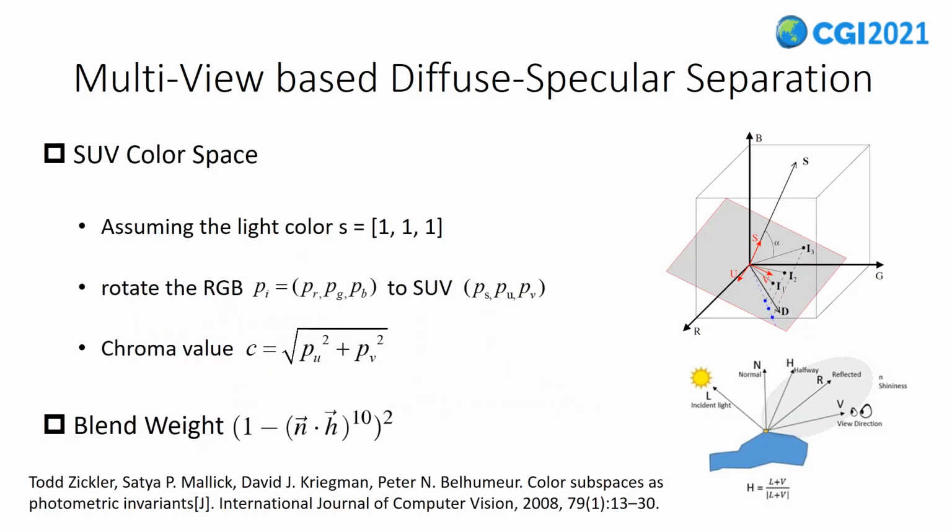We firstly extract the component without specular reflectance. Assuming the specular color is the same as the light color, we rotate the RGB color of the 3D point P in the visible view I into the SUV color space, to make the component S aligned to the light color. Then the 2 components U and V, perpendicular to the component S, contain no specular component. We define the chroma intensity as C. We then calculate the chroma normal using the Lambertian photometric stereo method from the chroma intensity.